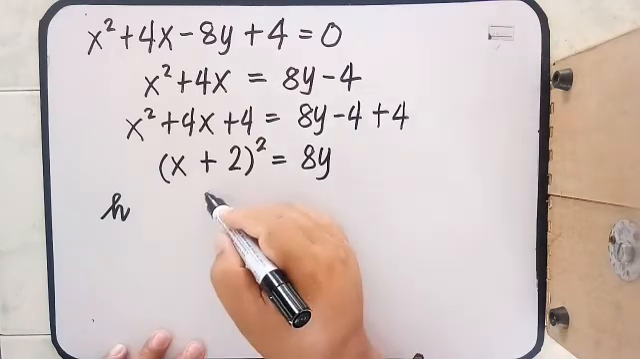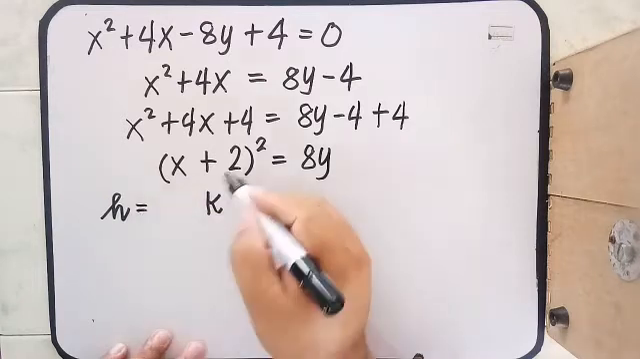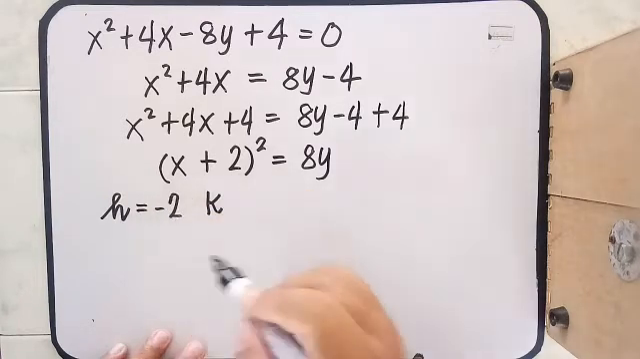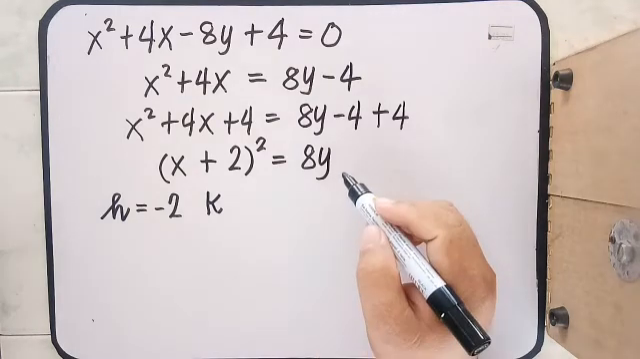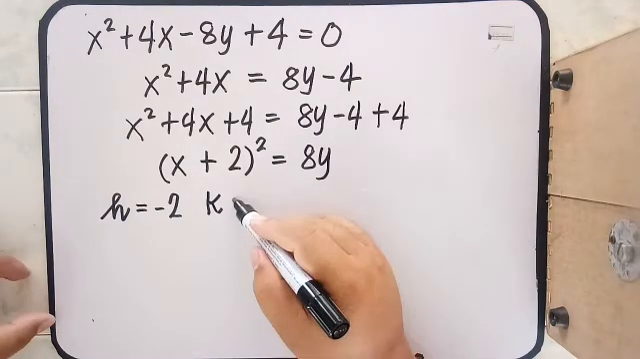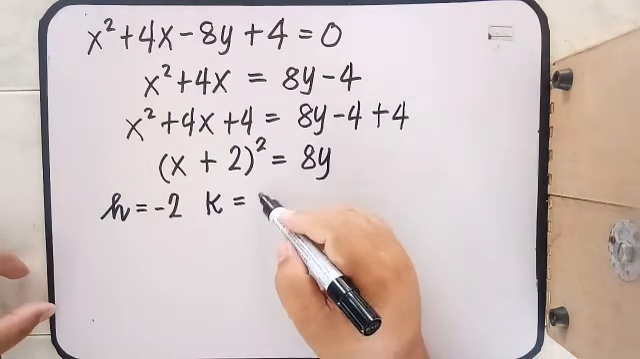Now, how are we going to find the value of h, the value of k, and the focus? Now, h here is negative 2. Remember, x is always paired with h, and y is always paired with k. So here, since there is no y value, nothing accompanies the y, the answer for k is 0.